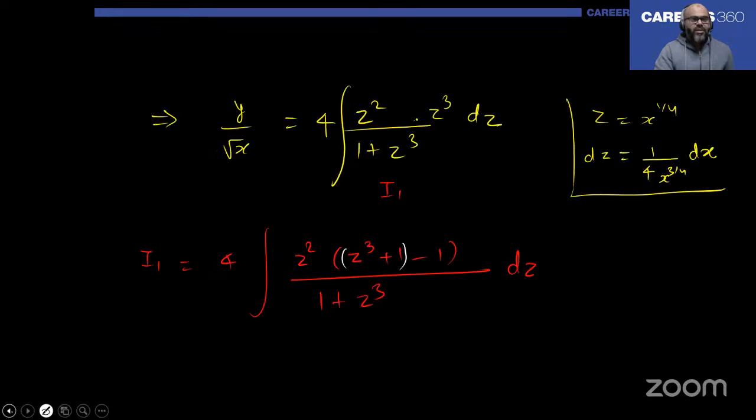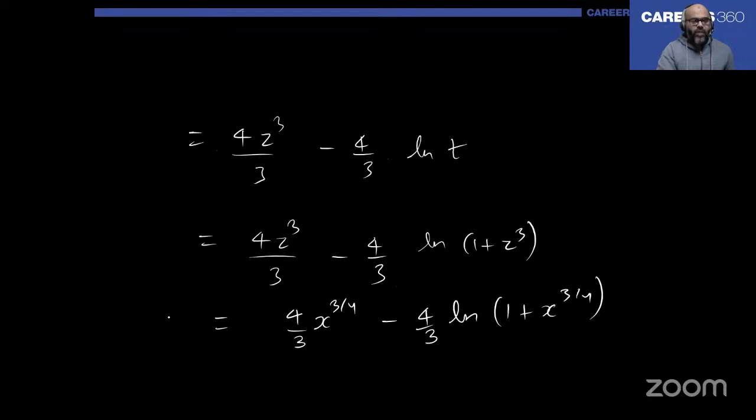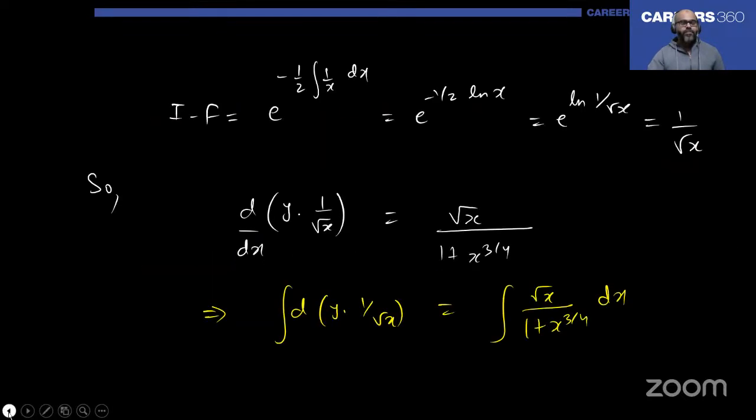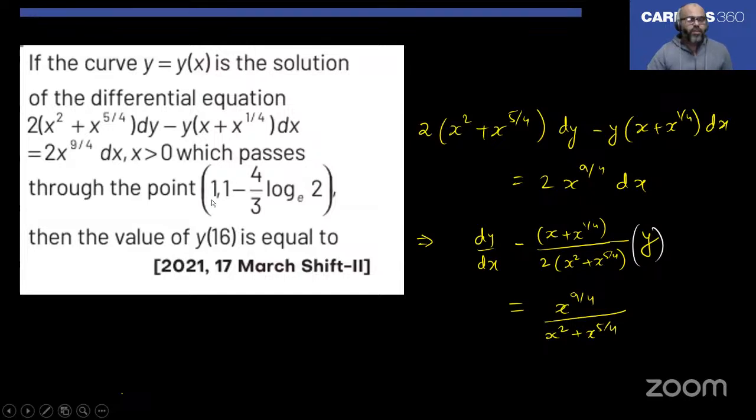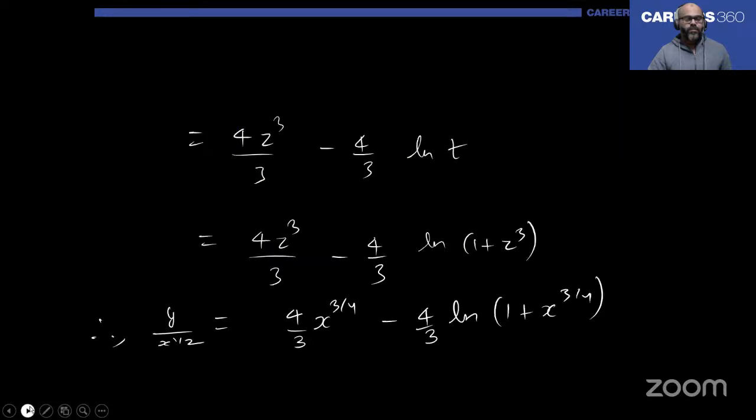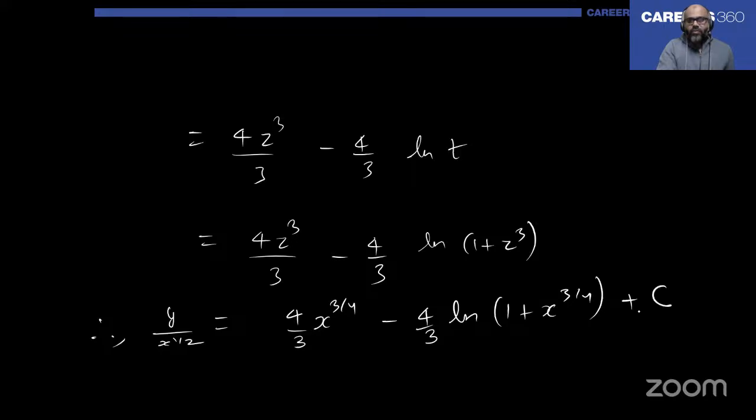And what is this? This is I1, which is y by root x. So this is y by x to the power 1 by 2. So therefore we write it like this. Now what is given is it passes through the point 1 comma 1 minus 4 by 3 log 2. So when x is equal to 1, this is 1 minus 4 by 3 log 2. This is what is given. So that will help us to find the constant of integration.